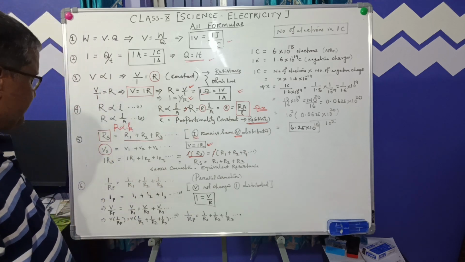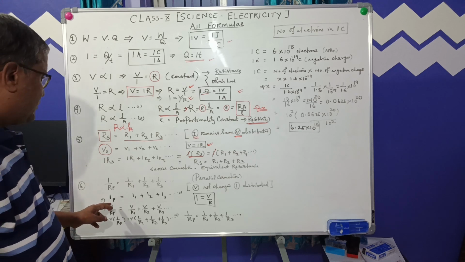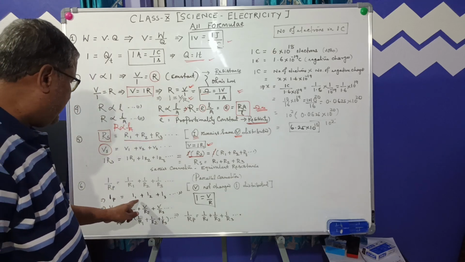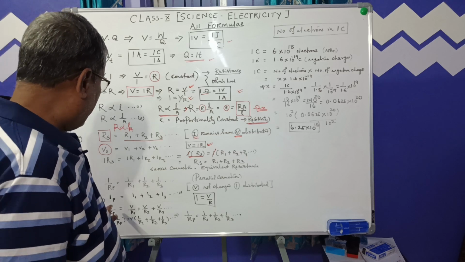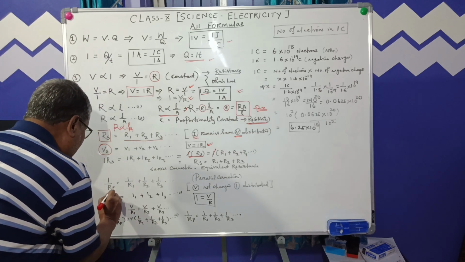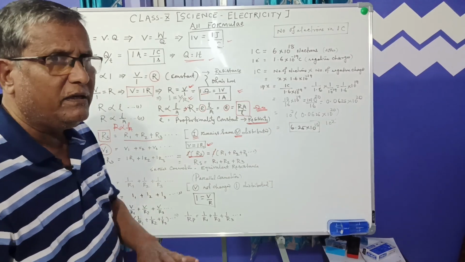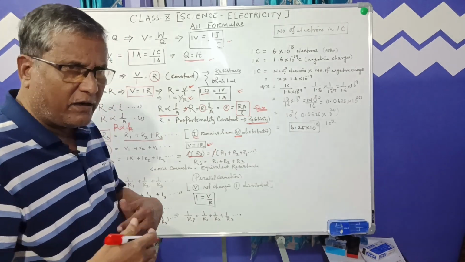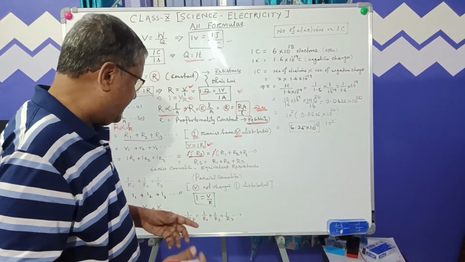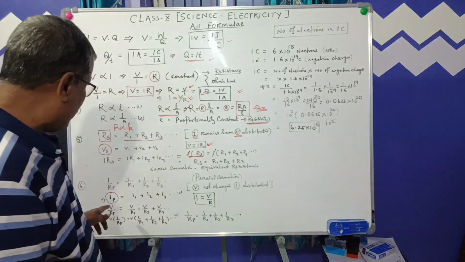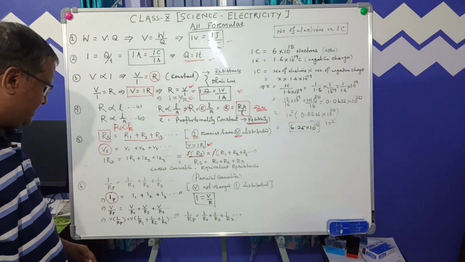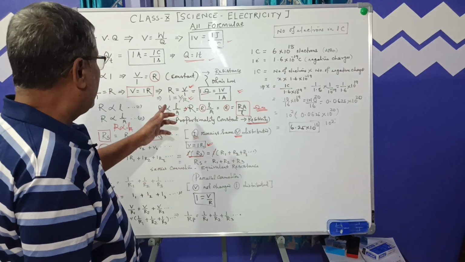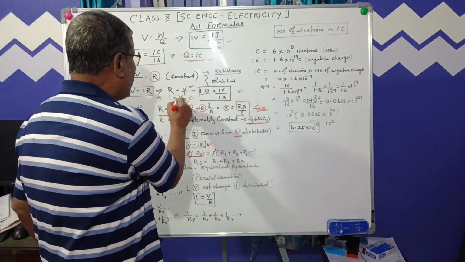So let's derive. Here the current I is distributed. So I is equal to I1 plus I2 plus I3, because the total current is distributed across each resistor. If we take readings, I1 plus I2 plus I3 will be equal to the total current I. Now you know I is equal to V by R, from Ohm's law.